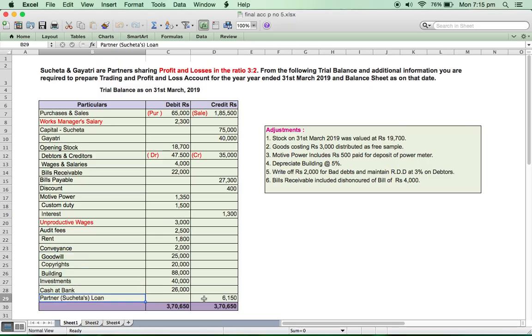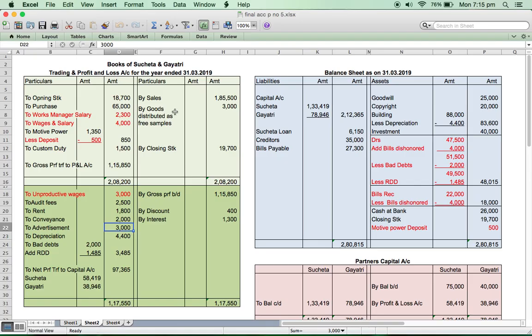Partners loan is showing a credit balance, so we are going to show it at balance sheet liability side. So this is how we will post everything in trading, P&L and balance sheet. All those accounts which have adjustments, we are going to show the amount in the inner column, and others we would directly post it in the outer column. Now let's see the adjustments one by one.